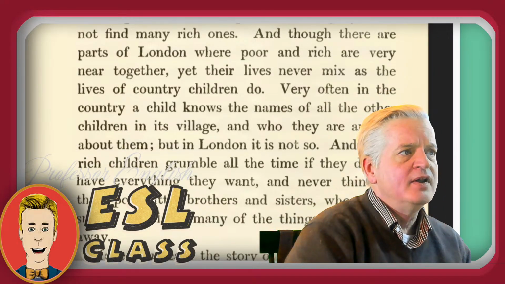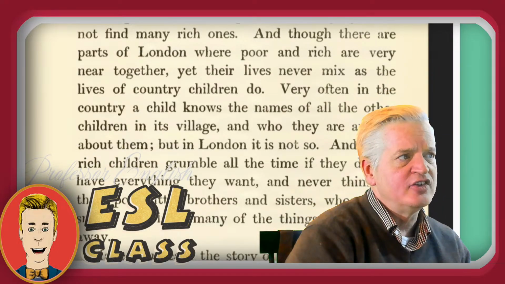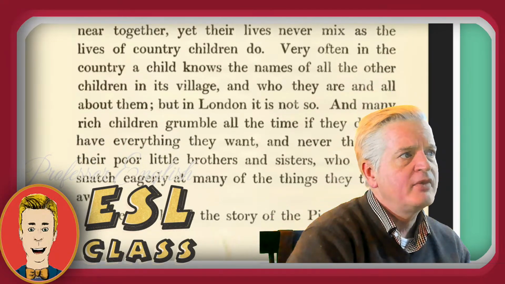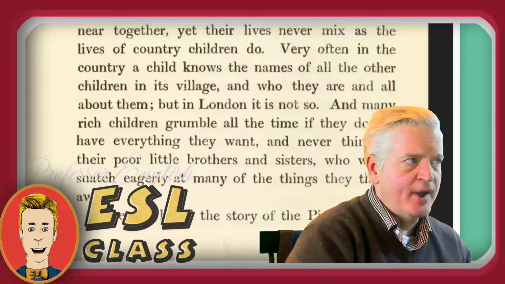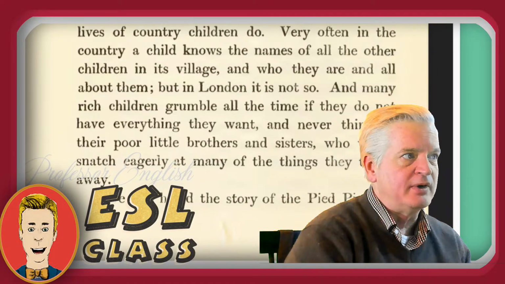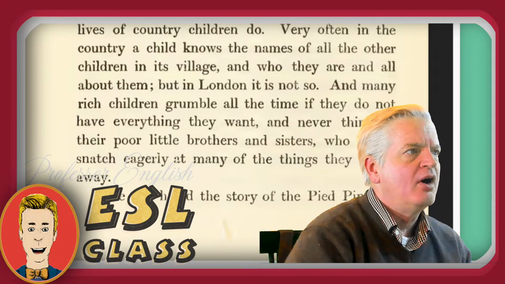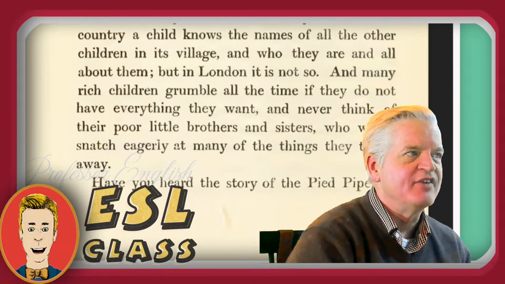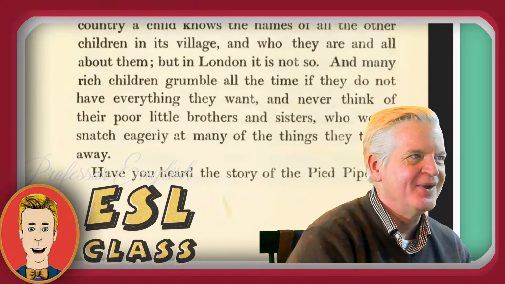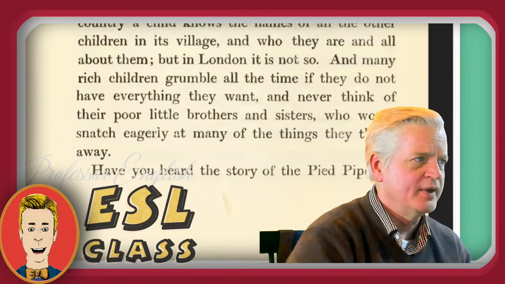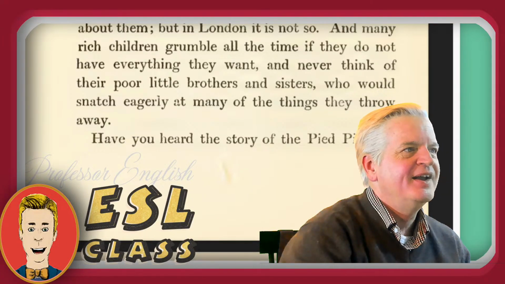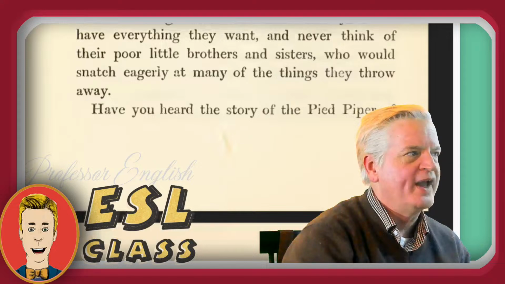Very often, in the country, a child knows the names of all the other children in its village, and who they are, and all about them. But in London, it is not so, and many rich children grumble all the time if they do not have everything they want. So they get angry if they don't get what they want, and never think of their poor little brothers and sisters, who would snatch eagerly at any of the things that they throw away.